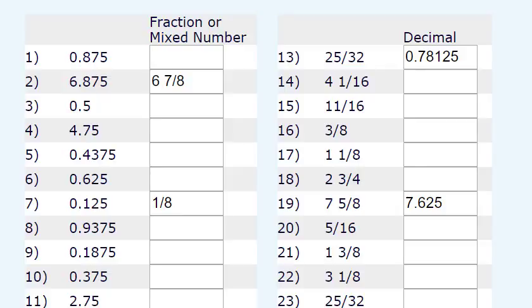This video is about converting decimals to fractions and fractions or mixed numbers to decimals. Let's start off with the easy ones, where we convert a fraction to a decimal value.